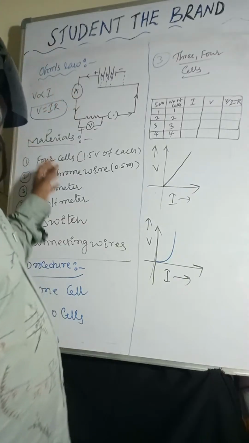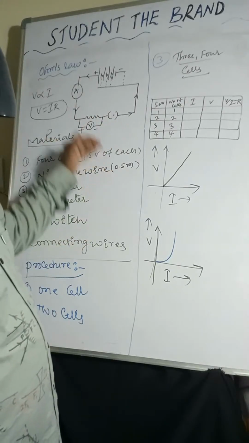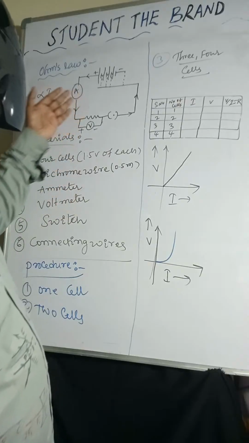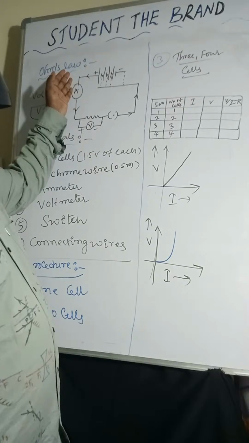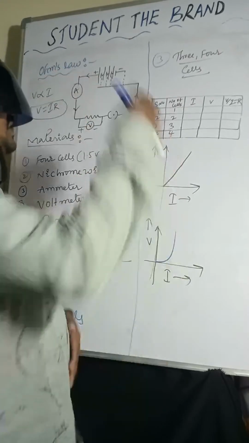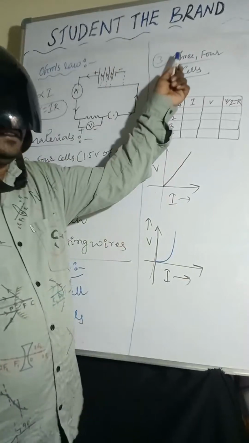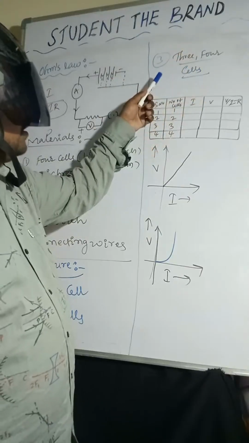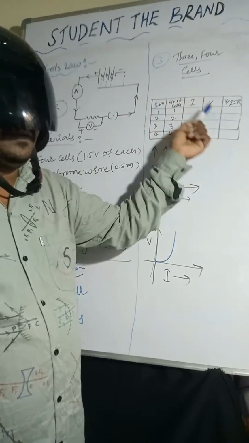Materials required: 4 cells of 1.5 volts each, nichrome wire of 0.5 meter length, ammeter, voltmeter, switch and connecting wires. Procedure: first connect one cell and note down the reading of the ammeter and voltmeter, connect two cells and note down the readings. Repeat the process for 3 and 4. The values you get, mention in the tabular form.